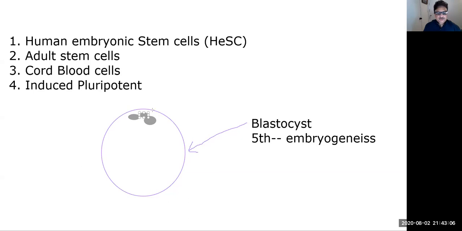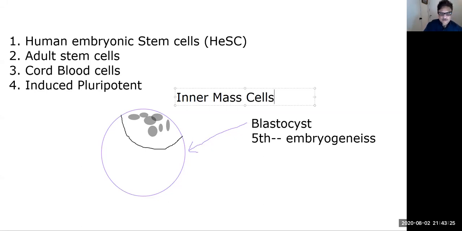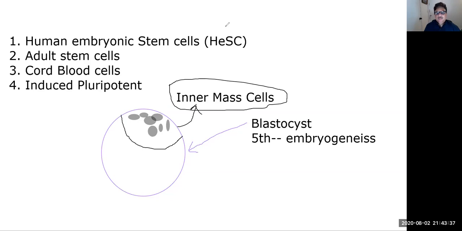Okay? Special cells that are formed, and they don't occupy, but they are in the corner. Right? These special cells are called inner mass cells. Right? They're called inner mass cells. These inner mass cells are the human embryonic stem cells.